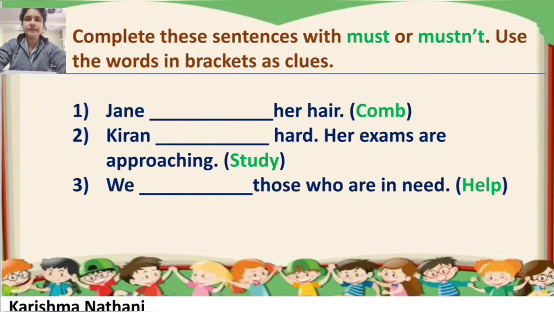Next is, complete the sentences with must or must not. Use the words in bracket as clues. So, Jan dash her hair. Jan must comb her hair. We have to comb our hair. Kiran dash hard. Her exams are approaching. Kiran must study hard because her exams are approaching. We have to study hard because our exams also are approaching. We dash those who are in need. We must help those who are in need.